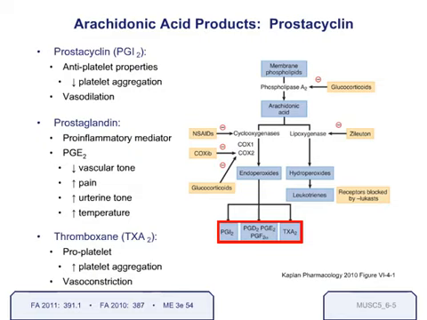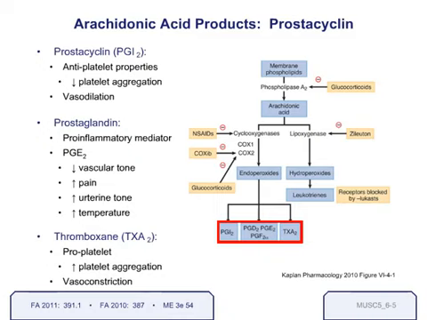Now, the COX enzymes can also produce prostaglandins. Prostaglandins are going to have several effects throughout the body. One common prostaglandin is PGE2. It causes a decrease in vascular tone, an increase in pain, an increase in uterine tone, and an increase in temperature. So I tend to think of PGE2, or prostaglandins, as pro-inflammatory mediators.